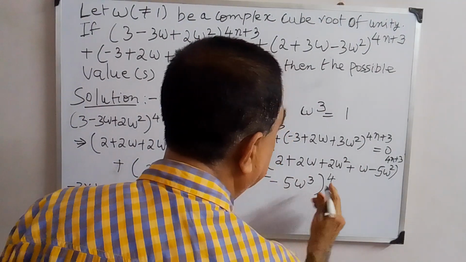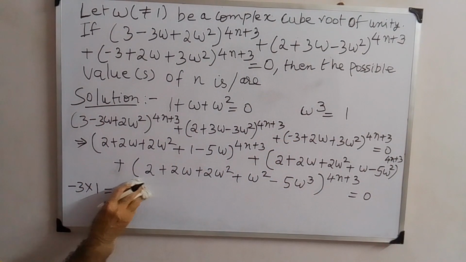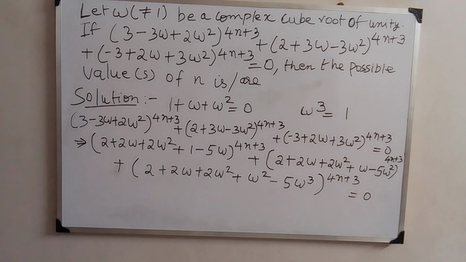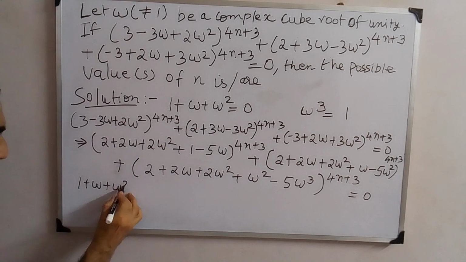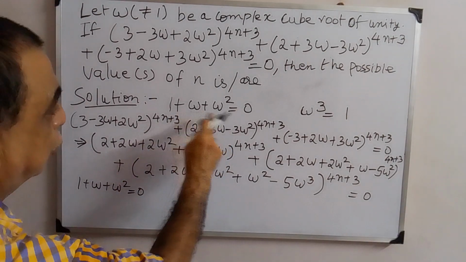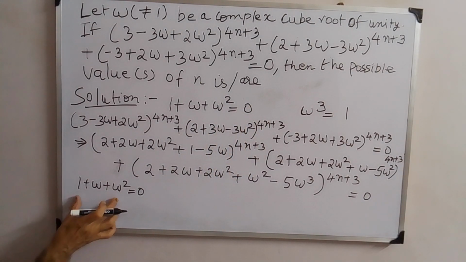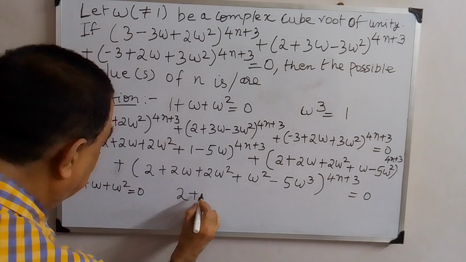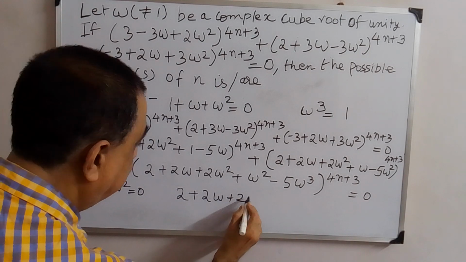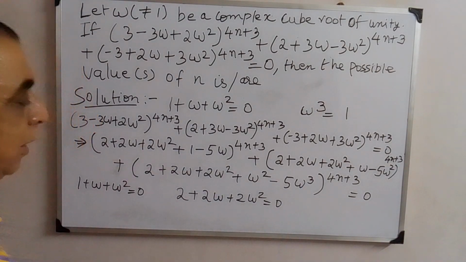So this and this become equal, whole to the power 4n plus 3 is equal to 0. Now see, we know that 1 plus omega plus omega squared value is 0. Here I have shown you 1 plus omega plus omega squared value is 0. So if I multiply all terms by 2, what will we have? 2 into 1, 2 plus 2 omega plus 2 omega squared value will also be 0 if I multiply both sides by 2. So 2 plus 2 omega plus 2 omega squared value will be 0.